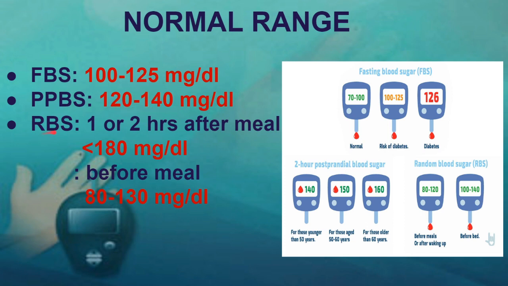Next is the random blood sugar level, or the RBS. This test is done at any time of the day. You can do this test even before a meal or after a meal. If this test is done 1 or 2 hours after a meal, the blood sugar level in your body should be less than 180 milligram per dL. And if you are doing it before the meal, then the blood sugar level in your body should range between 80 to 130 milligram per dL. And if the blood sugar level in your body is out of any of these normal ranges, that means you are suffering from diabetes.